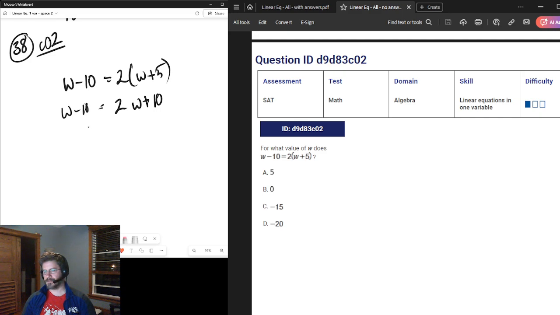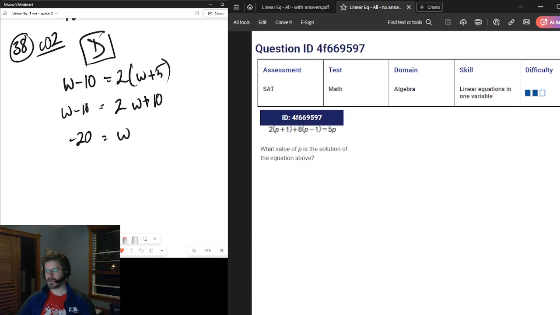w minus 10. Add the 10. Subtract 2w, or, I hate my variable being negative, so I'm going to subtract w and subtract 10. So we get negative 20 equals w, and we're done. It just saves a step. You don't have to flip any signs when you do it that way.